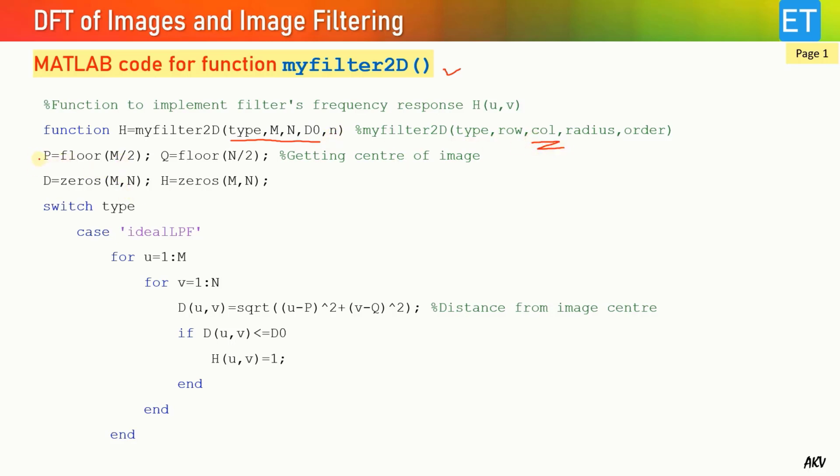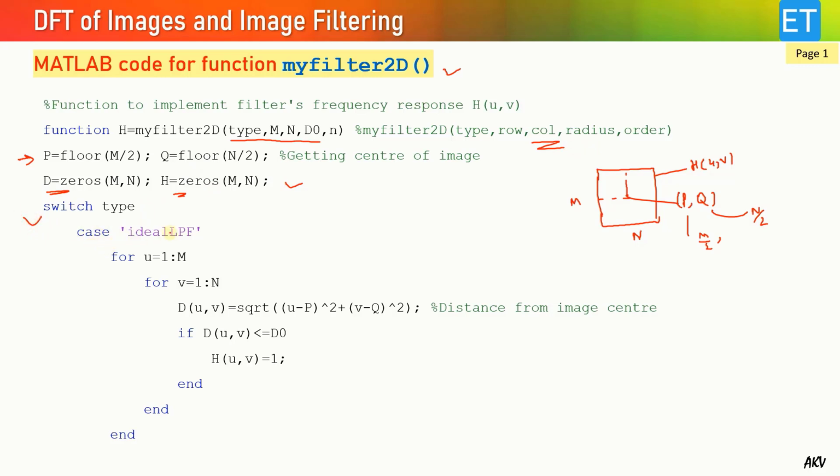And the first thing I am doing here is getting the center of the filter response or image. So for the filter of size M by M or M by N, let's say this is your output HUV. First I am getting its center. So this is the center PQ, where P is obviously M by 2 and Q is obviously N by 2. So I'm getting the center, and here I am initializing the distance matrix as well as this H matrix.